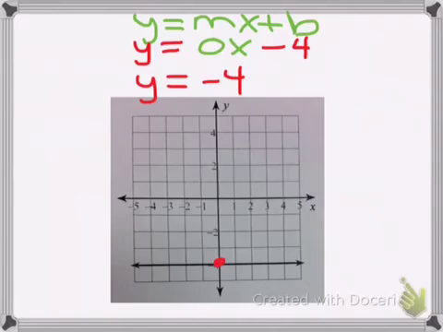And anytime you have a horizontal line as your equation, it's just going to be y equals that number where it crosses the axis. You won't have any x because the slope is 0.